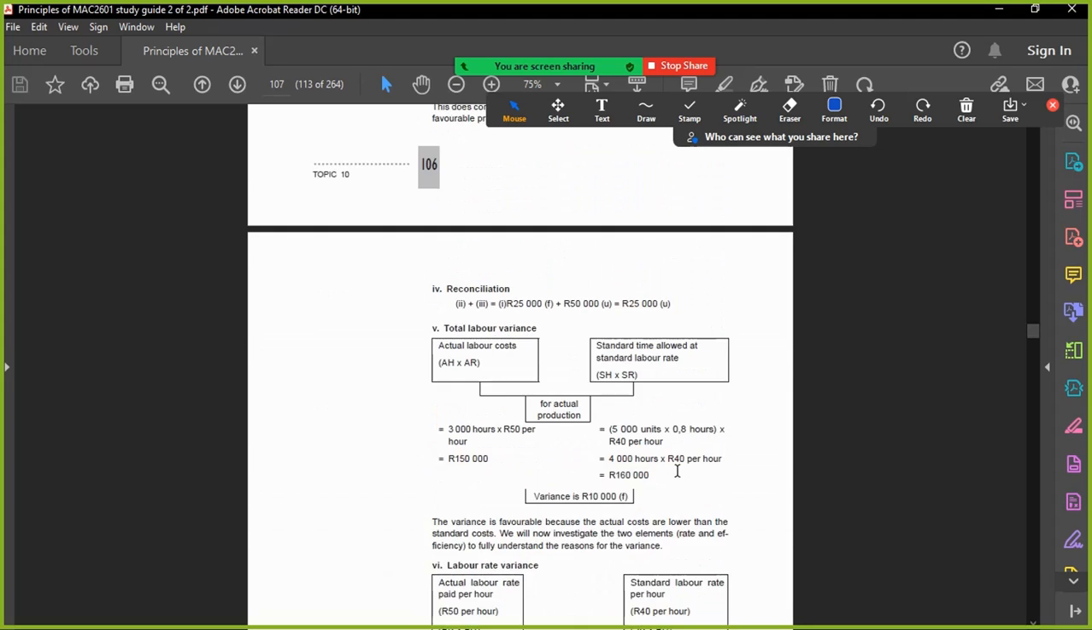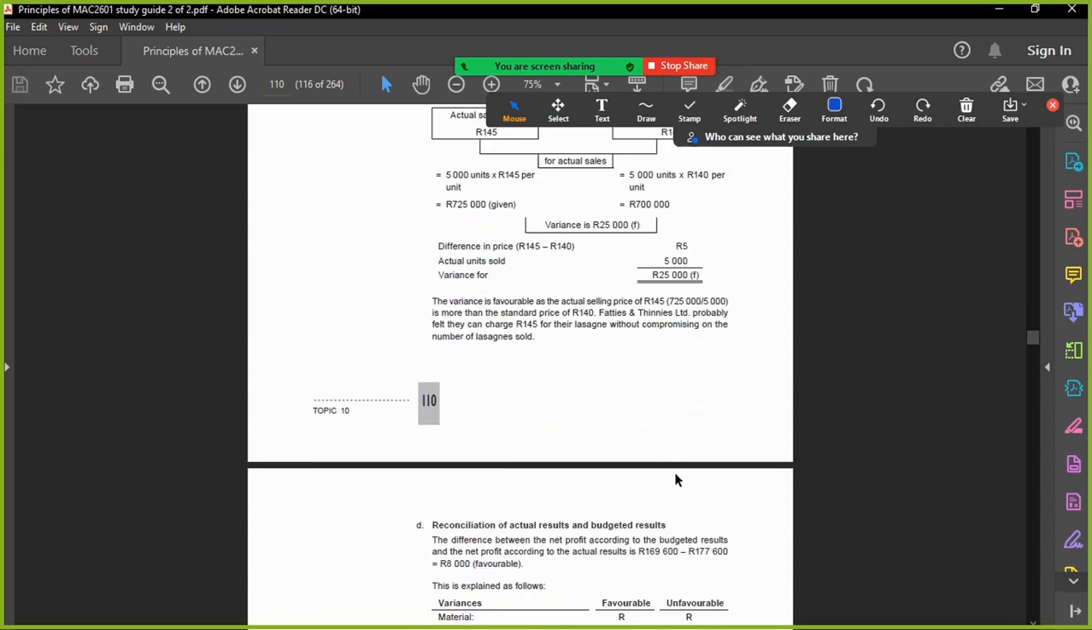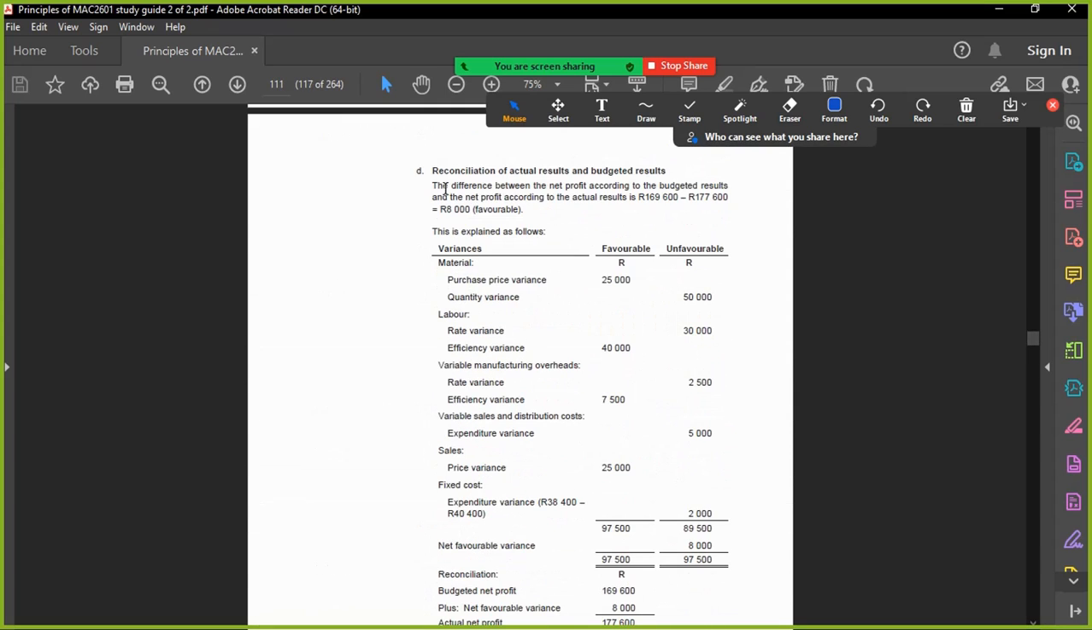Okay, let's have a look at just D. Let's see what D says. Where is D? Here. Reconcile the actual results with the budgeted results. Oh, okay. I see what they're saying. All right, so let me explain what the budget does.